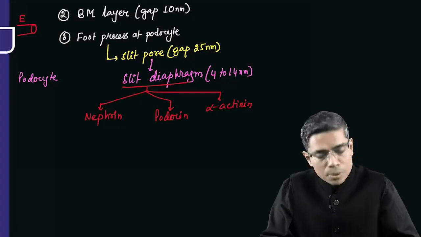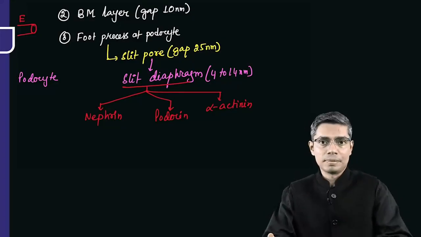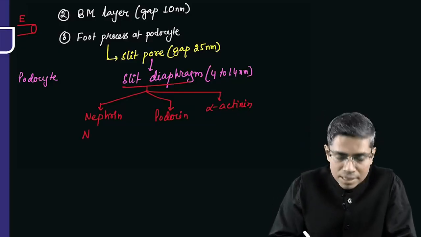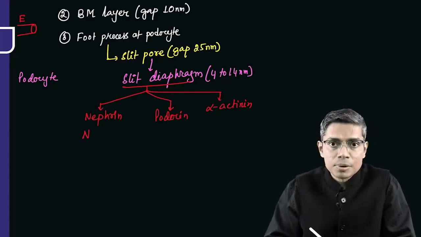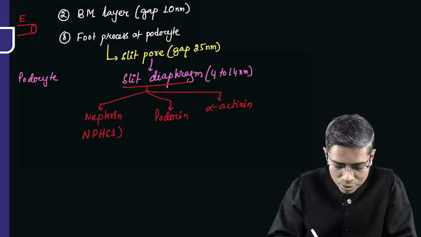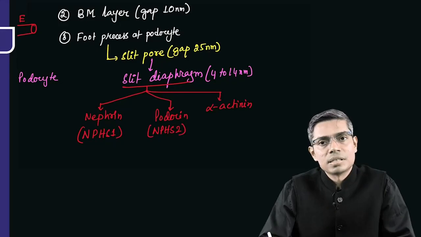Why do I have to remember these proteins? Because you know, if there is a mutation, rather than protein mutation, there will be mutation of the genes which are coding these proteins. The gene which codes the nephrin protein is the NPHS1 gene. It is coding the protein nephrin, and NPHS2, this gene is coding the protein podocin, right?